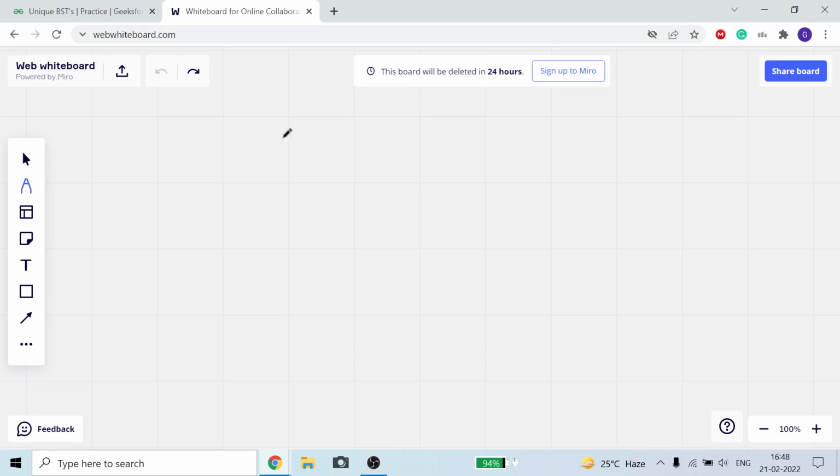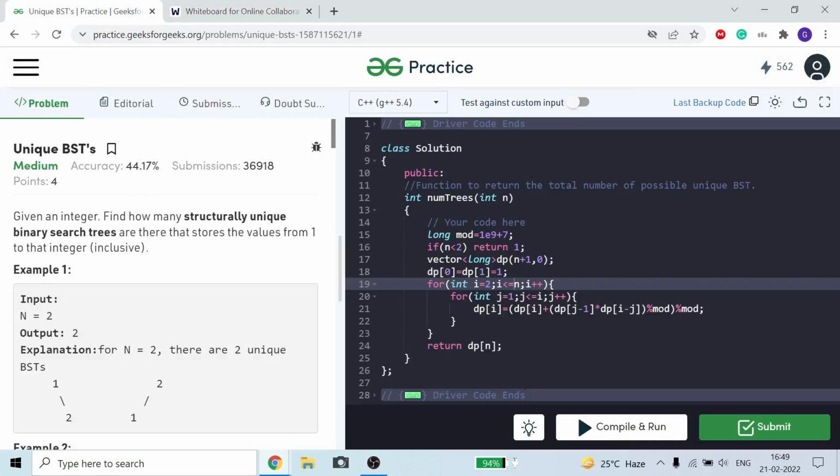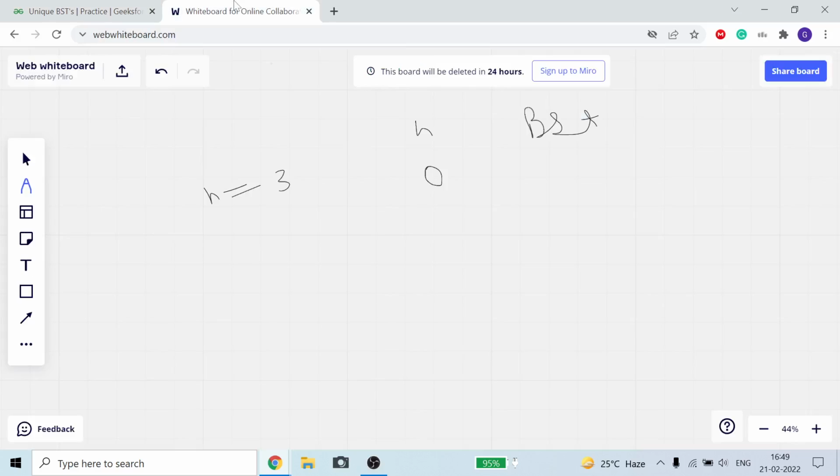Suppose we have n is equal to 3. First of all you should know the count of BSTs for each n. For n is equal to 0, how many BSTs are possible? As you know, our values start from 1 to that integer, so we have 0 nodes. So the binary search tree possible count is equal to 1, a tree whose root node is null, which contains 0 nodes.